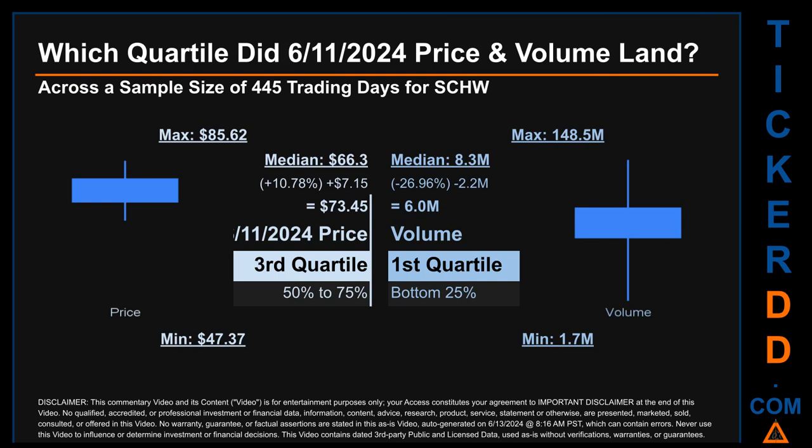The day's volume landed within the first quartile, at the bottom 25% of all sampled daily volume, which saw a max daily volume of 148.5 million and a minimum of 1.7 million. Quartiles tell us about the spread of a data set by breaking that data set into quarters, just like how the median breaks the set into half. Descriptively, SCHW has a median price of $66.30. Therefore, the 11th of June 2024 price was higher from that middle marker by 10.78%. The day's volume of 6 million was less than the median by 26.96%.